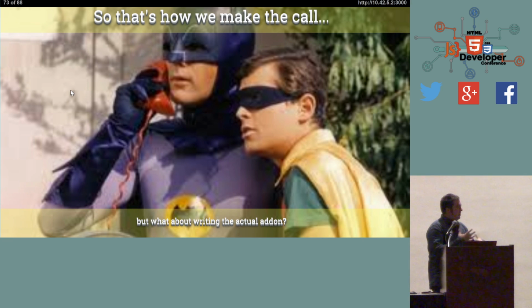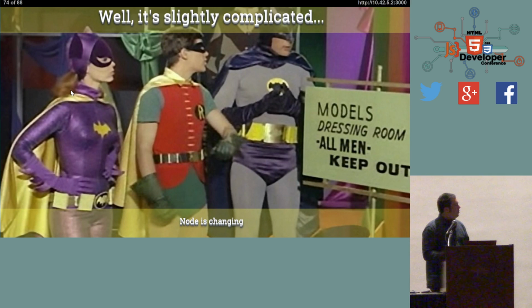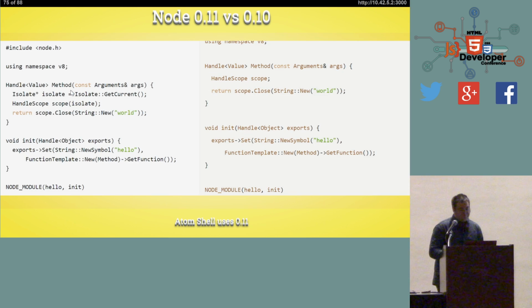So that's kind of how it all gets scaffolded out. How do we actually write the code? It's a little complicated because Node is changing. So Node 0.11 versus Node 0.10. Node 0.10 is what we all use today if we're just doing normal Node stuff. Node 0.11 is the new upcoming thing, and they changed their API a little bit. You have that new isolate keyword, and there are slightly different ways of writing the same thing. So if you write something in Node 0.10, it's not going to be compatible with Node 0.11, and vice versa.